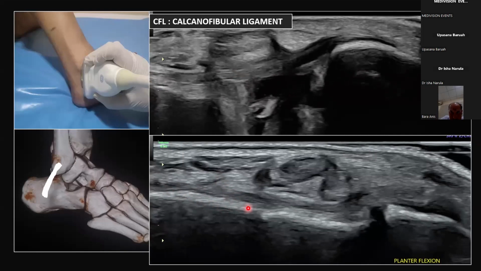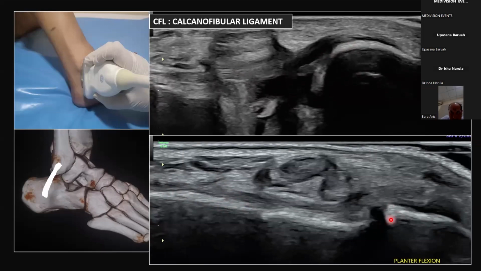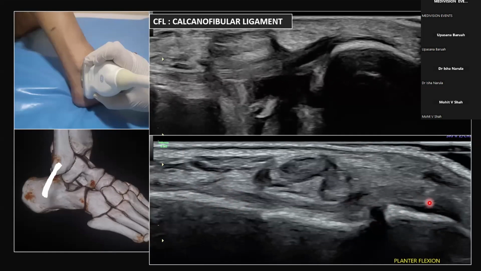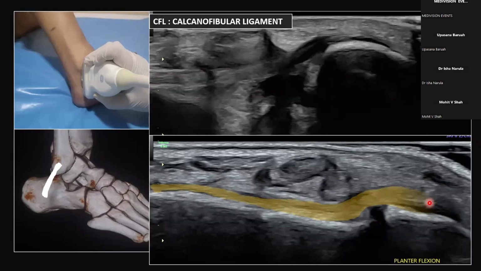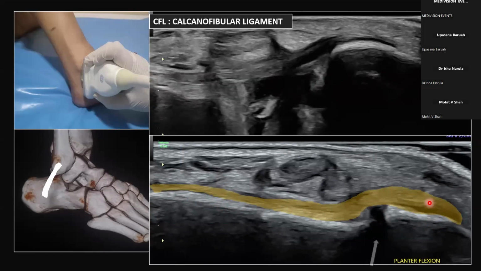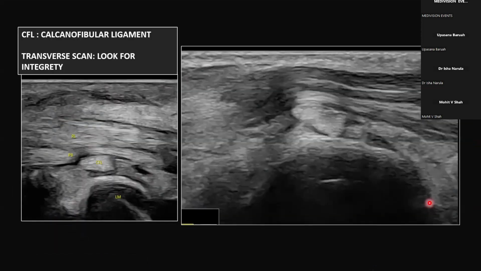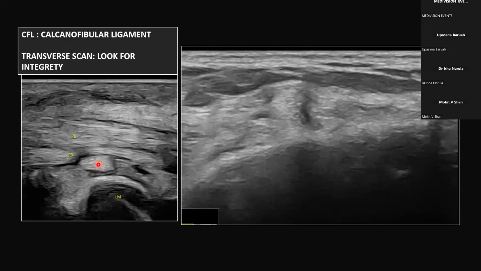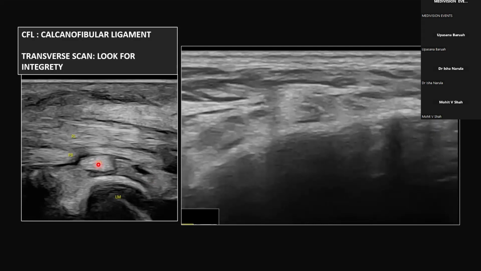So to see this fibular insertion, we can see the anterior attachment of the ligament to the anterior part of the lateral malleolus. We can see it in transverse section also. It appears as an oval, brassy end-on appearance, and we can follow the ligament on transverse section from one attachment to another, and that will tell us about the integrity of the ligament.